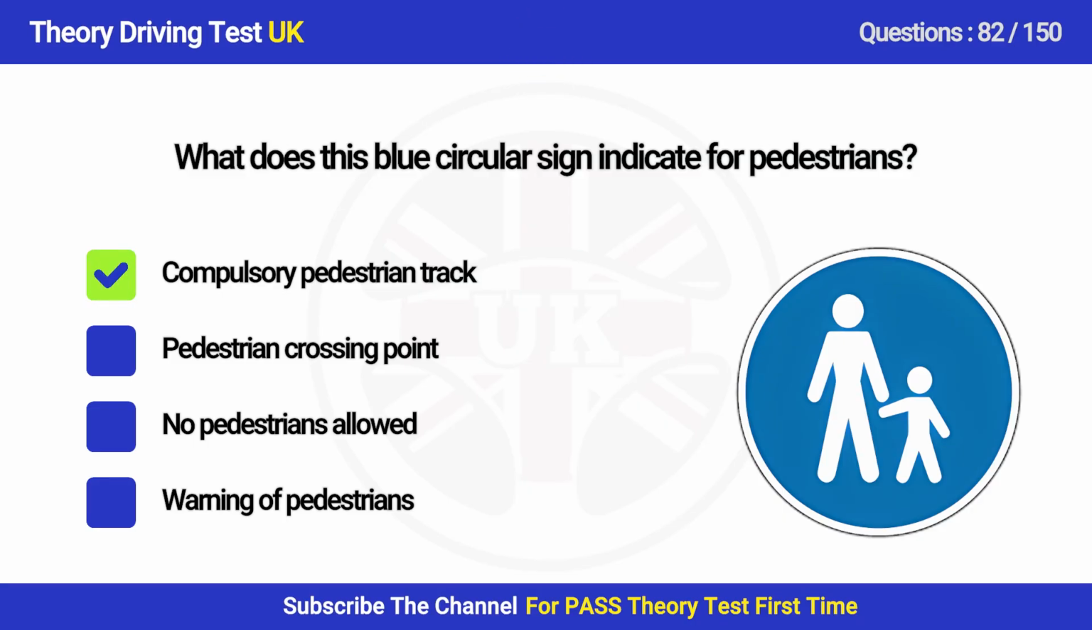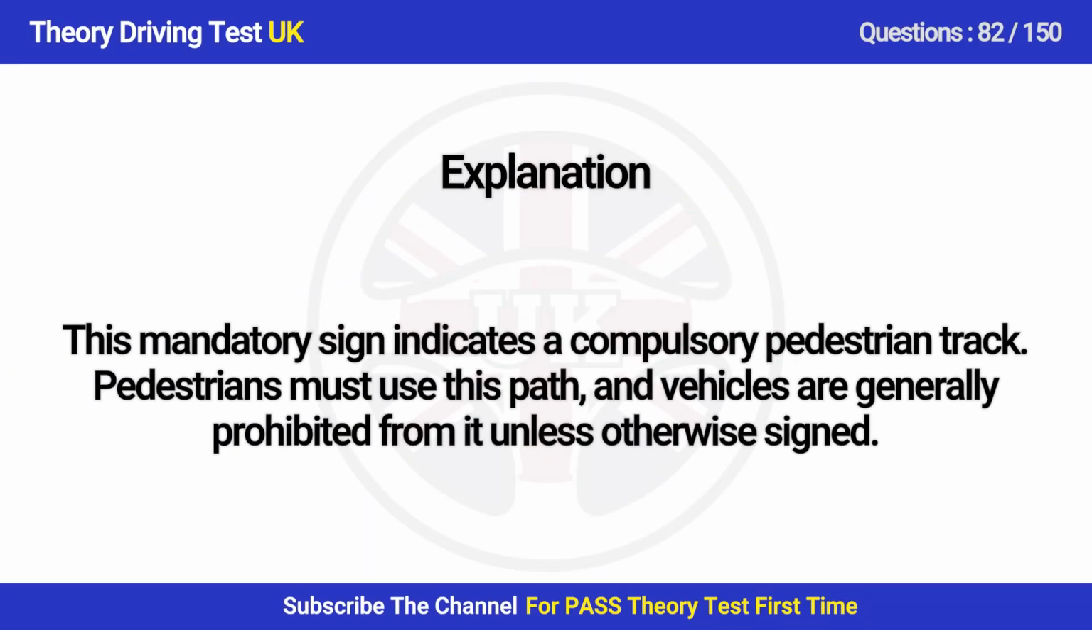Answer is A. Compulsory pedestrian track. This mandatory sign indicates a compulsory pedestrian track. Pedestrians must use this path, and vehicles are generally prohibited from it unless otherwise signed.